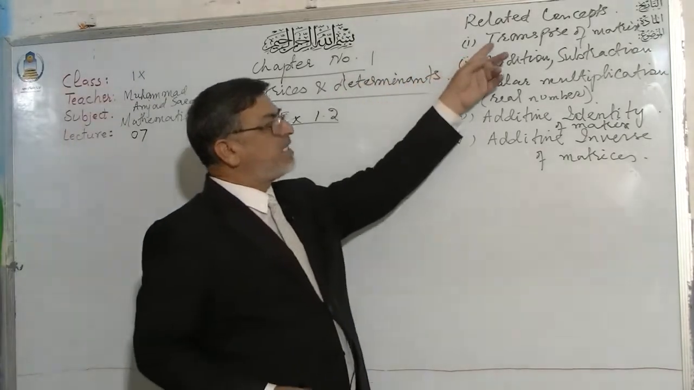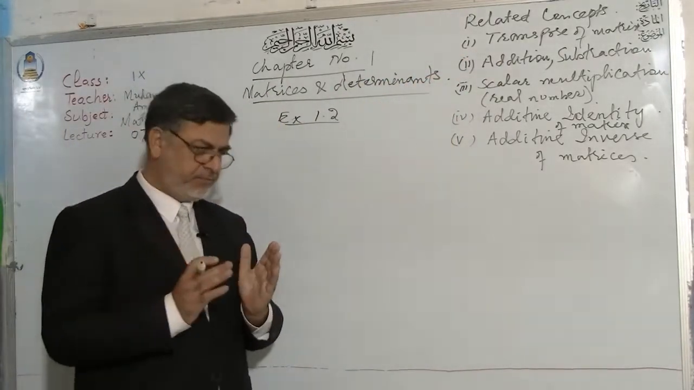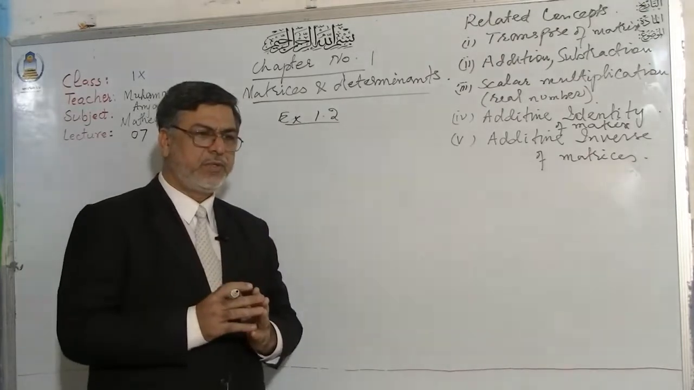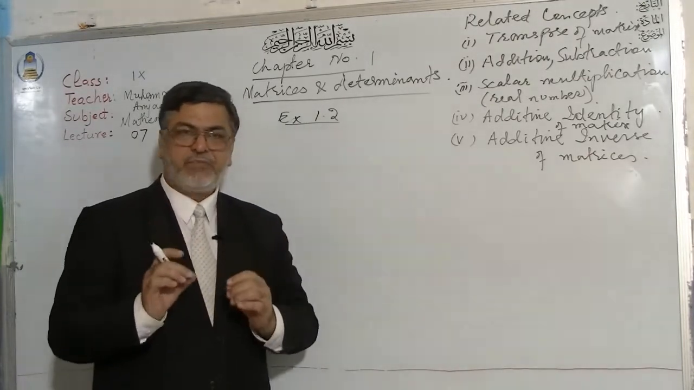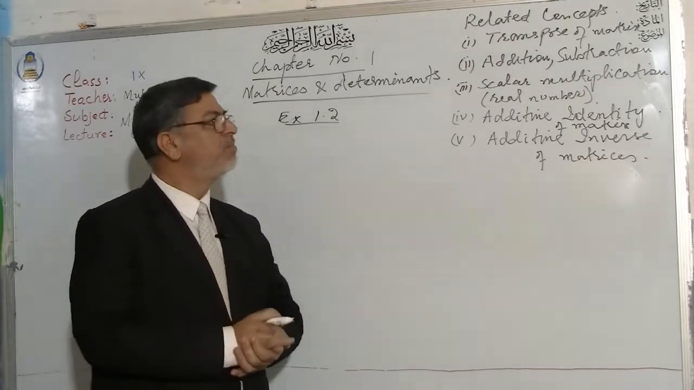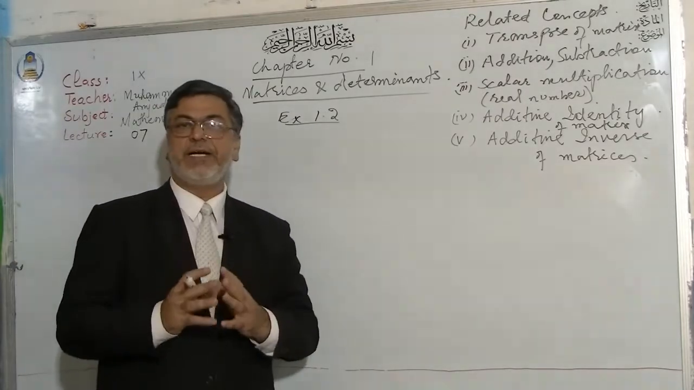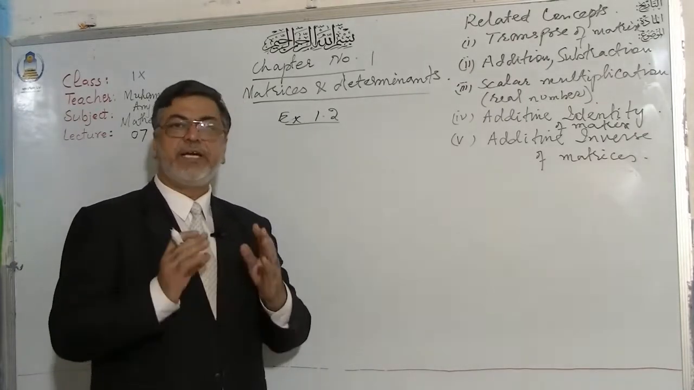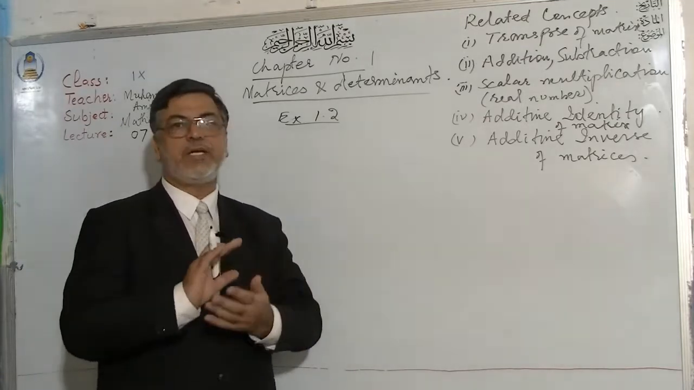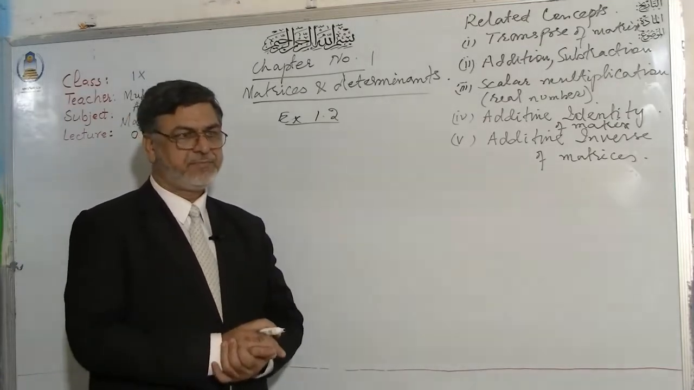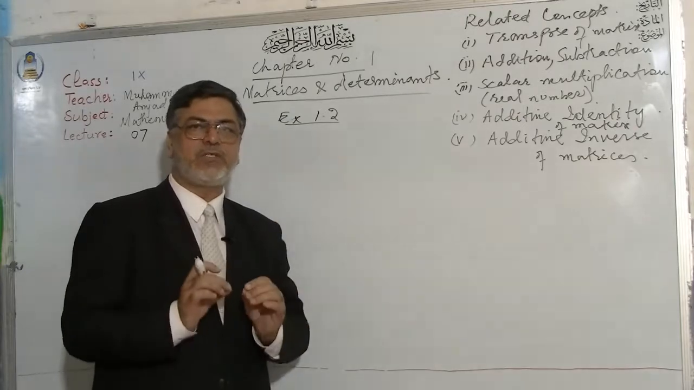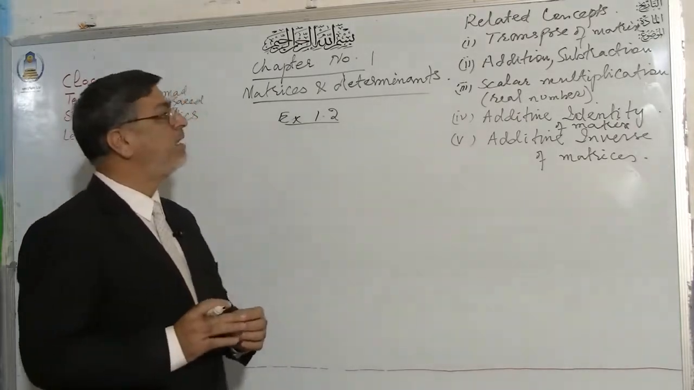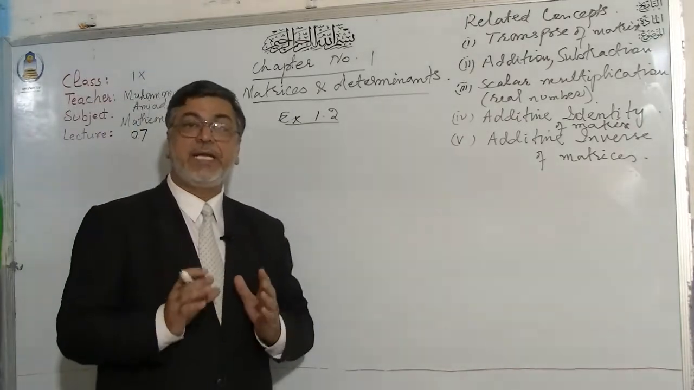What is meant by transpose of matrix? Yesterday I told you, if a matrix is given, then you can find the transpose by interchanging rows into columns. By interchanging rows into columns, you can find the transpose of any given matrix.